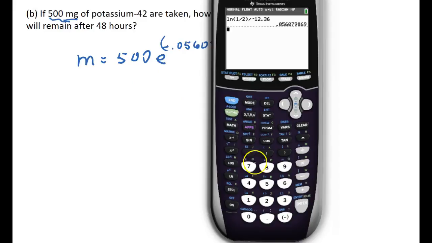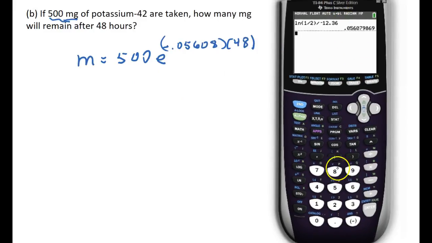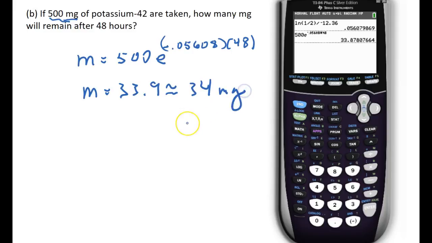Bring up our calculator, and I'll go 500, second e to the x, negative 0.05608 times 48, and it looks like we're going to have 33.9 milligrams, which is 34 milligrams left in the system after 2 days. So that's how you use exponential growth and decay.